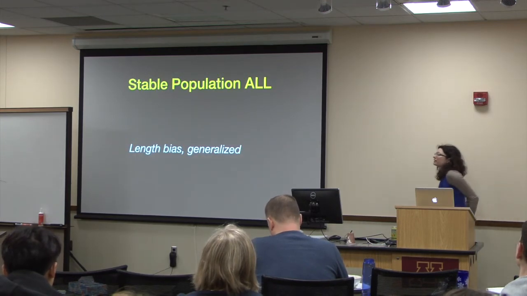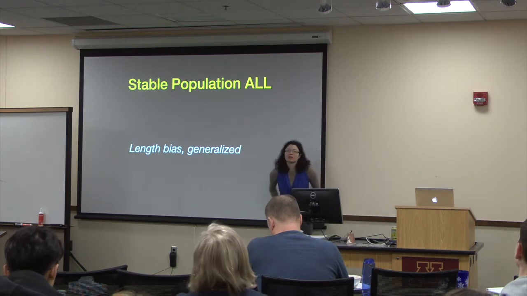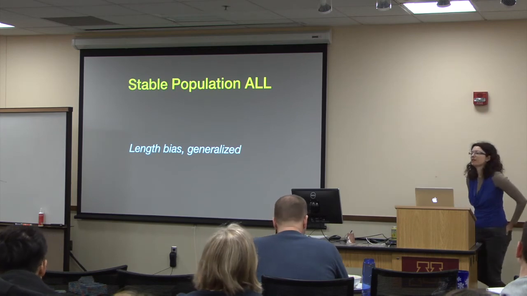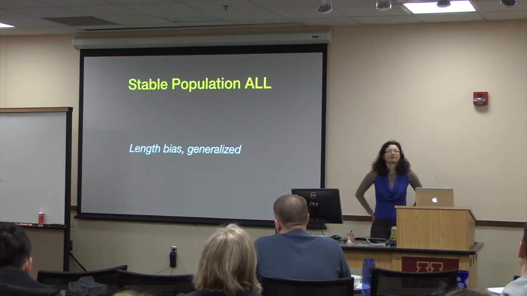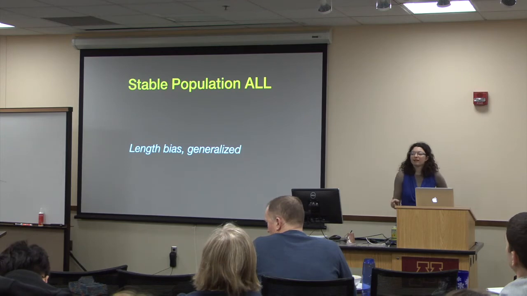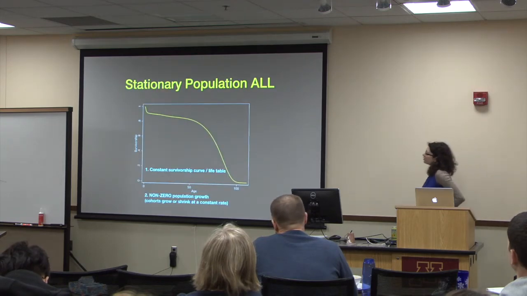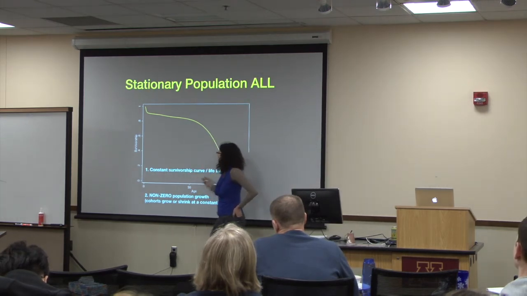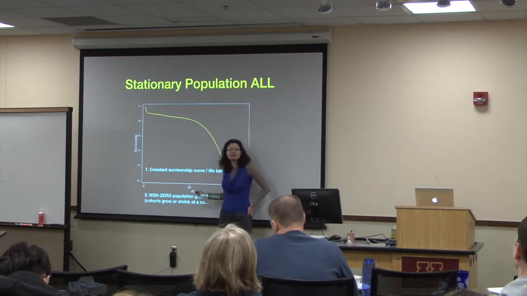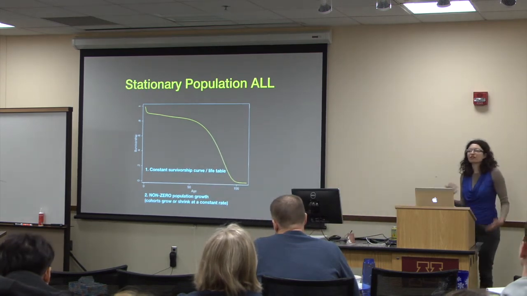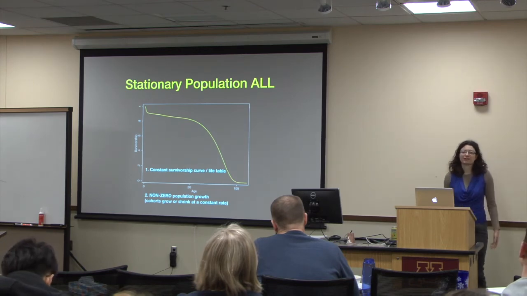And then I'm particularly interested in generalizing this to not just stationary populations, but for example, to stable populations. So what's a stable population? That's one that's not necessarily, I mean, it is experiencing growth. Like the stationary population, oops, that should say stable, but it says stationary. Like the stationary population, we still have this constant survivorship curve, but now we also have some constant growth rate. So the cohorts are getting bigger over time, or they're getting smaller over time.